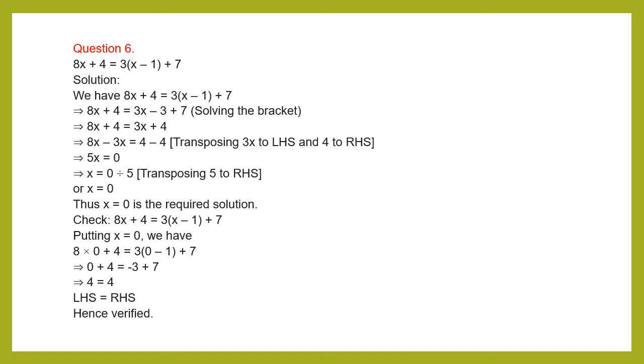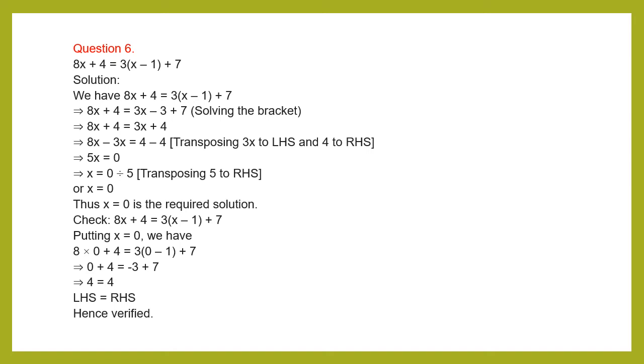Now, to verify this, let us take the equation as it is. 8x plus 4 equals 3 into x minus 1 plus 7. So here, take the LHS and RHS at a time. 8 into x value, which is 0, plus 4 equals 3 into 0 minus 1 plus 7. Instead of x, let us take 0 here. 8 zeros are 0 plus 4 equals 3 into 0 minus 1, which means minus 1 itself, children.